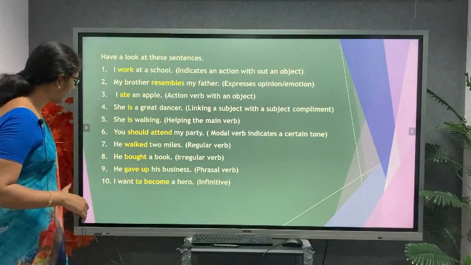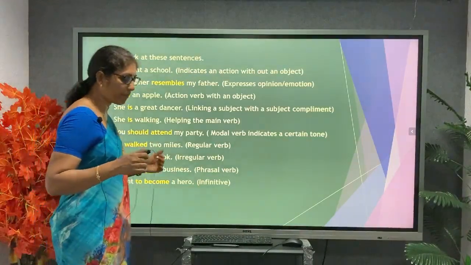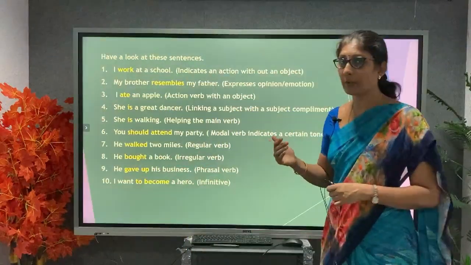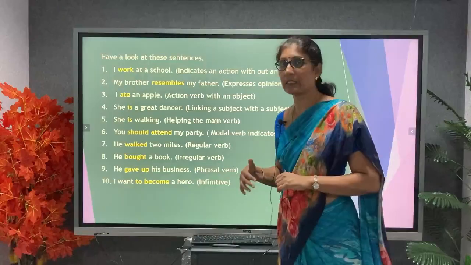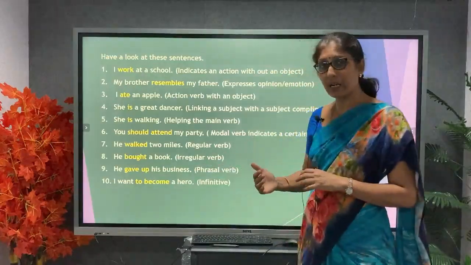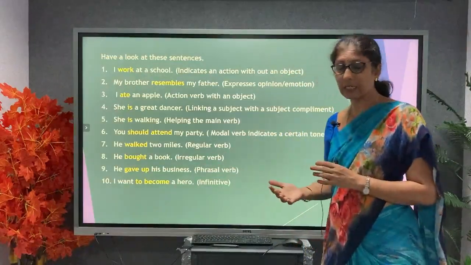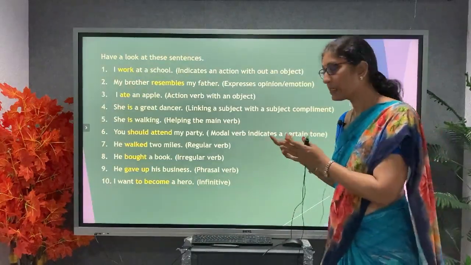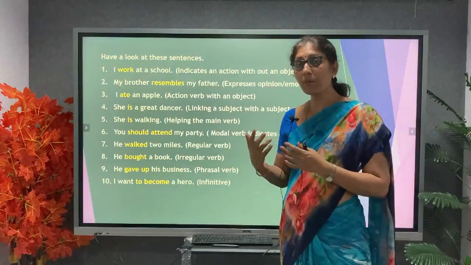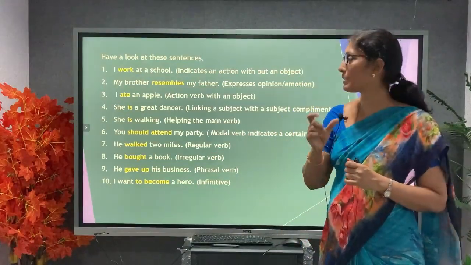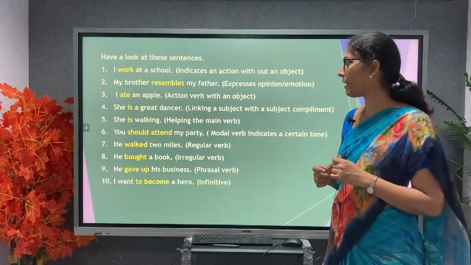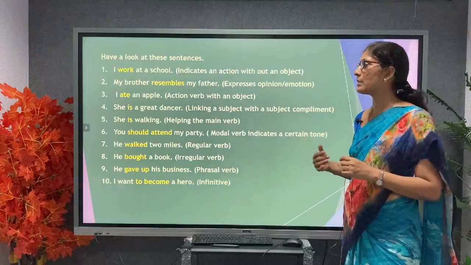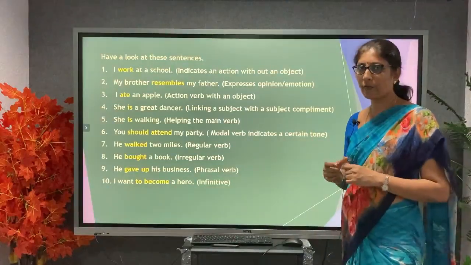So here are ten sentences where the verb plays different roles. Sometimes it plays a leading verb, sometimes it acts as a regular verb, sometimes as an irregular verb, sometimes as a transitive verb and an intransitive verb. In some places it indicates tone. In other places it is a helping verb which indicates time. We'll now discuss each variety of the verb.